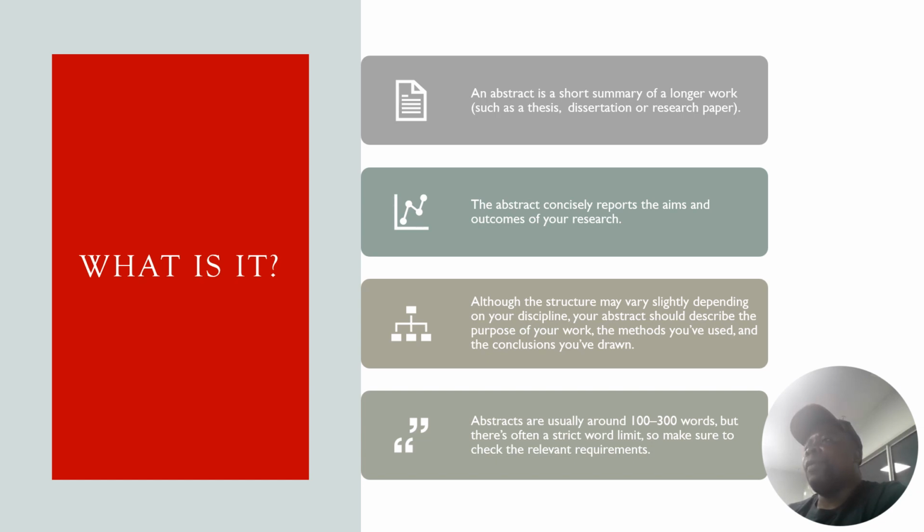Depending on the discipline that we are coming from, the structure of an abstract varies. But it's very important for you to know that even if the structure varies, there are two or three most important elements that you normally see in an abstract. The first is the purpose of your study, then we have the method you have used, and the conclusion that you have drawn. And the length of the abstract as well depends from one department to another, from one university to the other.